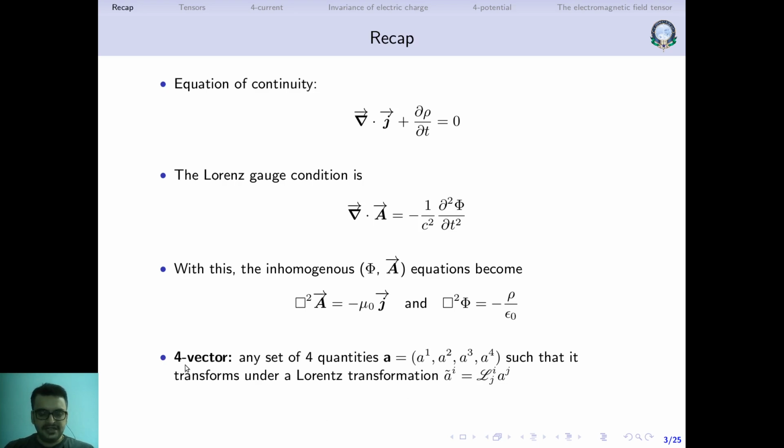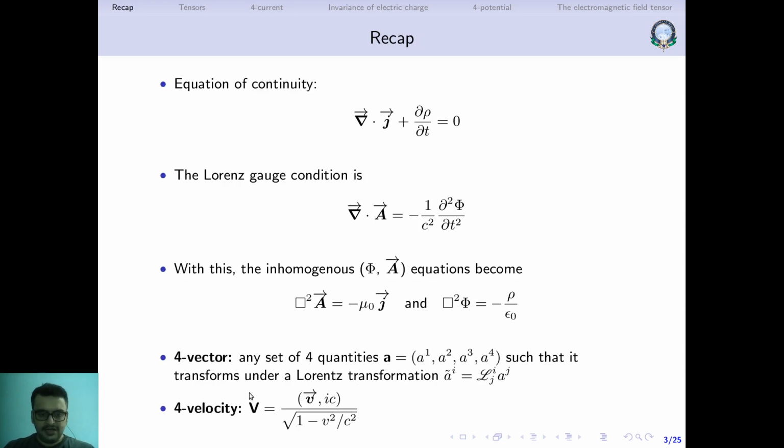Then in the previous lecture we had learned what a four-vector is. A four-vector is basically any set of four quantities that you club together such that they transform under a Lorentz transformation. This is the Lorentz transformation matrix. If I apply the Lorentz transformation matrix on a set of such four quantities, it will give me another set, which is the set of such quantities in another reference frame. If such a set of four quantities satisfies the Lorentz transformation, we call it a four-vector.